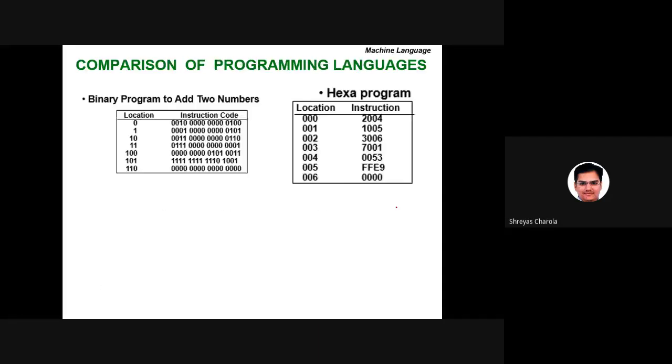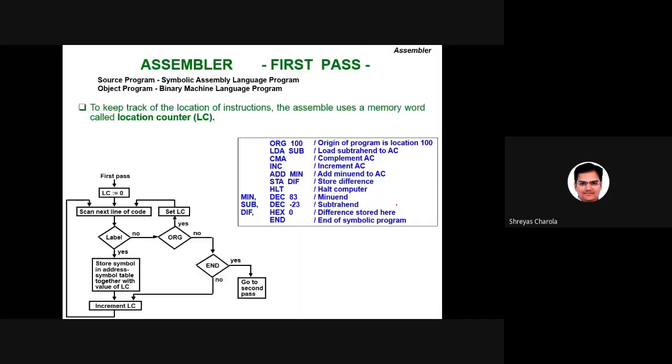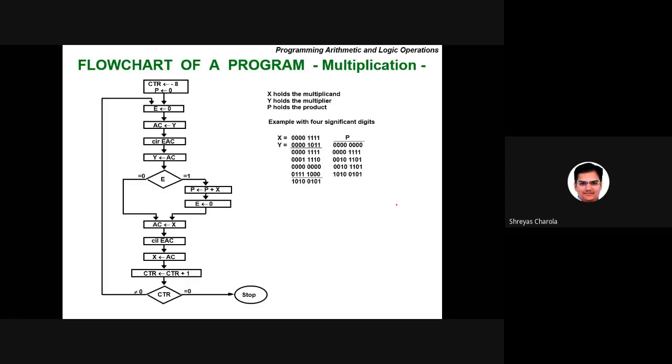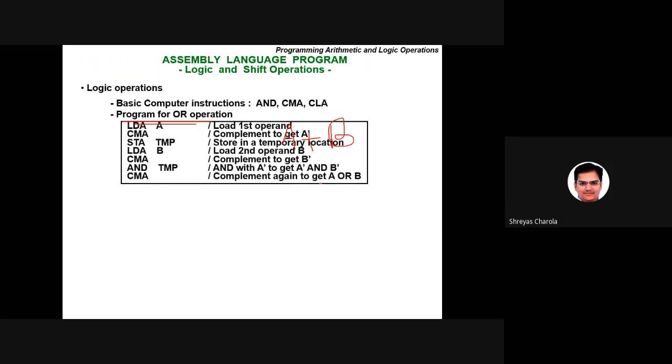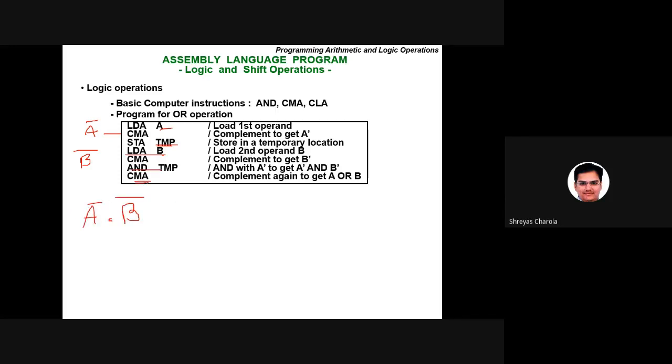So how do you write a program? Now writing the program is easy. You can write like this. First take the data A, complement it, so it will be A bar, and store it into a temporary register. Take B, complement it, do the AND operation. So A bar dot B bar, again complement it. So you will get A plus B. Is it clear all of you?